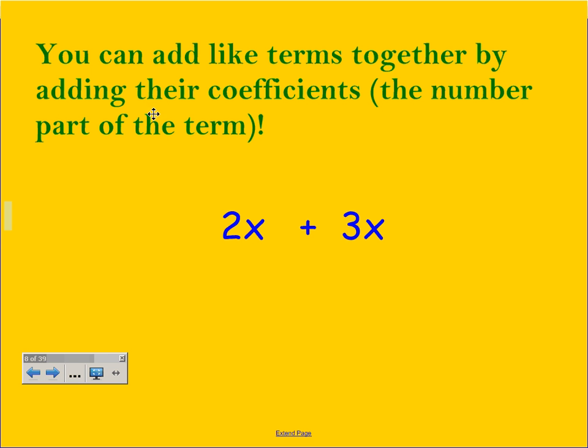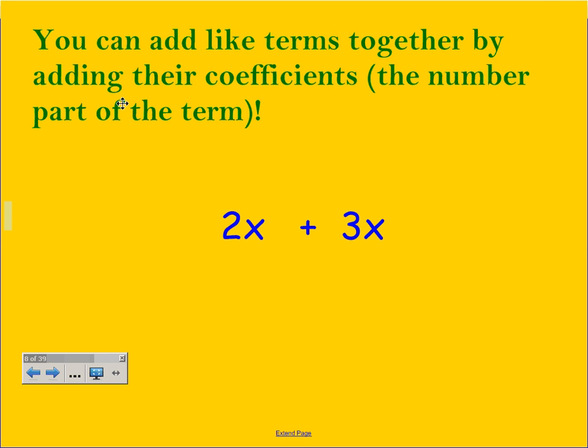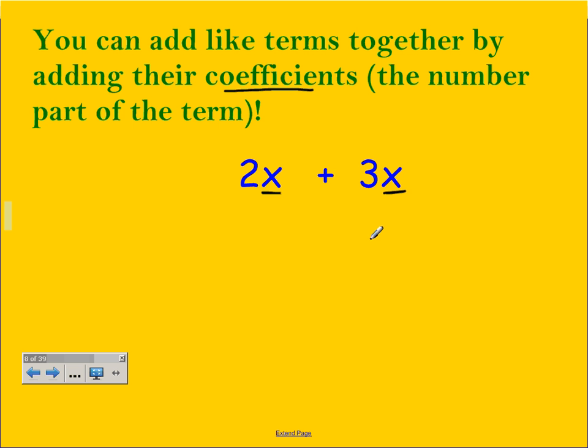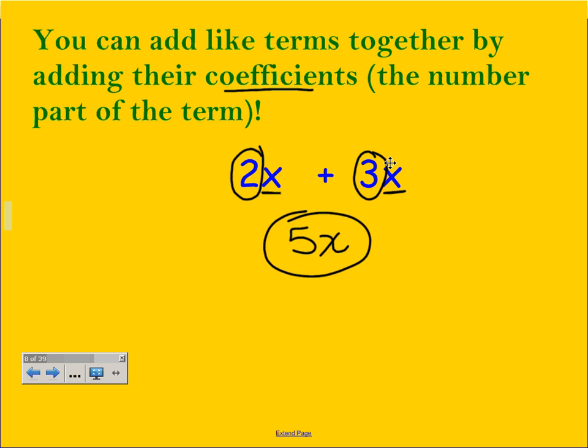All right, so to add like terms together, you can add their coefficients. A coefficient is the number part of the term. So for example, I have this problem, 2x plus 3 more x's. All right, they have the same variable, so they are like terms. Now I can just add their coefficients together. So this coefficient is 2, this one is 3. 2 plus 3 equals 5x. I just simplified this expression. 2x plus 3x, that's the same as 5x.